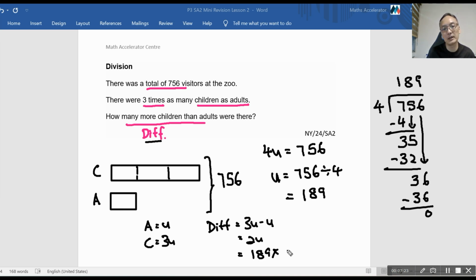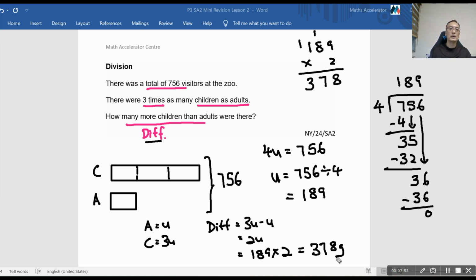So we need to calculate 189 multiplied by 2. Okay, let's do our working over here. 189 multiplied by 2. 9 times 2 will give us 18. Carry 1. 8 times 2 is 16. 16 plus 1 is 17. 7, carry 1. 1 times 2 is 2. 2 plus 1 will give us 3. So our final answer will be 378. So how did we use our routine to understand the question?